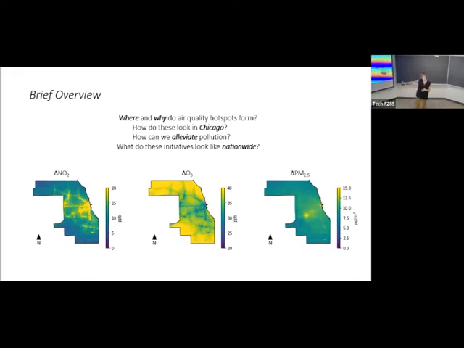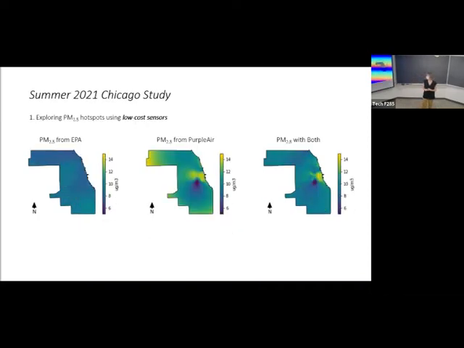But yeah, from this baseline modeling study, you can really see the fact that nitrogen dioxide is pooling around where we have our highways. Ozone is kind of everywhere we don't have highways. Particulate matter, you really see around the Loop, and then as well as by Midway Airport. So you can go to the next slide.